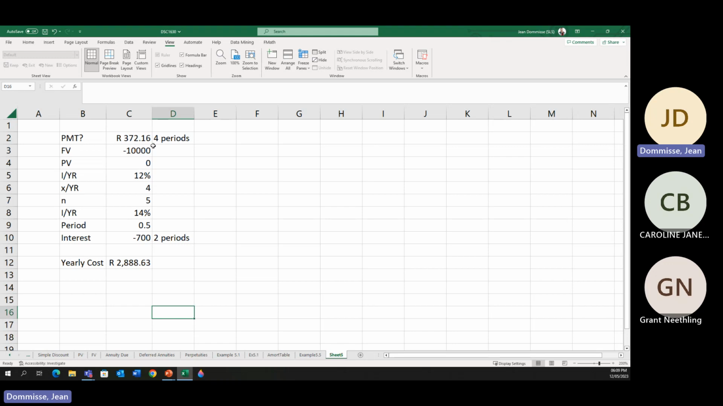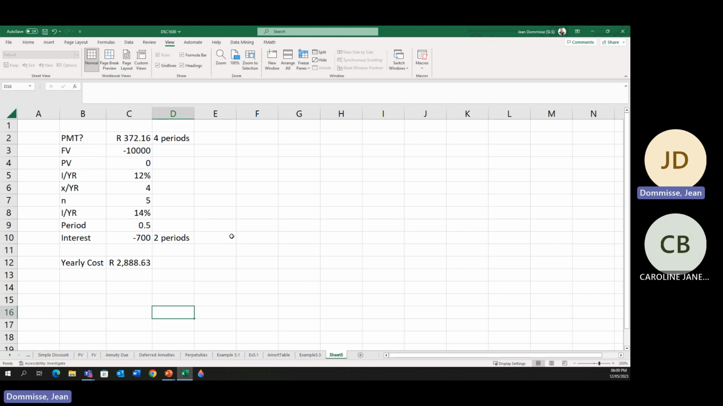So again, depending on what they ask around the sinking fund, they can ask you what your quarterly deposits are that you need to make. They can ask you what your yearly cost is. They probably could have also asked you what the total cost of the 5 years was as well. So again, just depending on how the question is phrased, they can ask it in a few different ways.